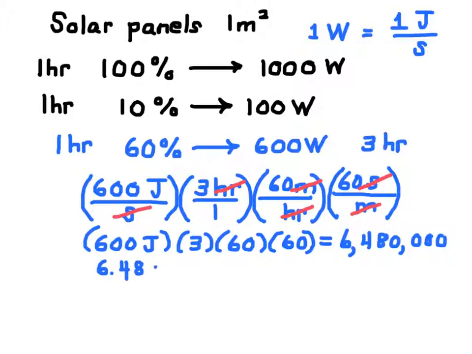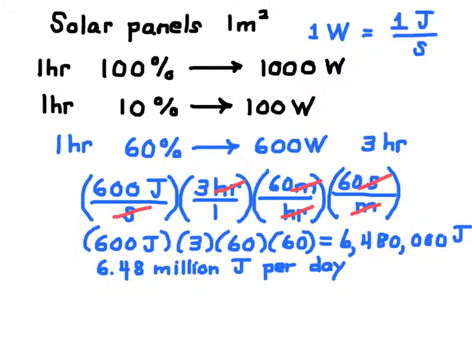Okay, and another way to write that is 6.48 million joules, because these are joules. Let's put a J right there. There we go. And this is per day. This is how much we get in one day, because it's 3 hours in a day. And there's our answer to the first part of this problem.